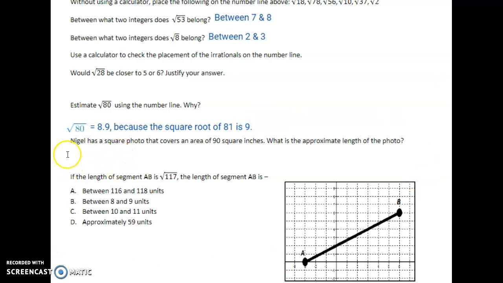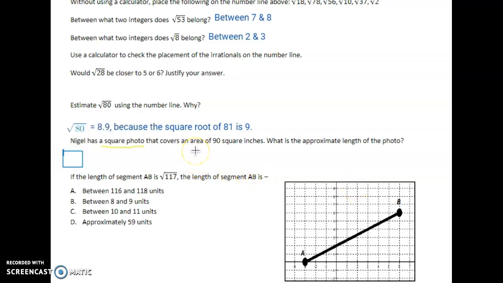Now let's take a look at Nigel. He has a square photo. So right there, I'm going to stop you. What do you know to be true about a square photo? What do you know to be true about all 4 sides? You should be thinking to yourself, if I have a square, then all 4 sides of a square are going to be the same. They're going to have the same length and the same height.